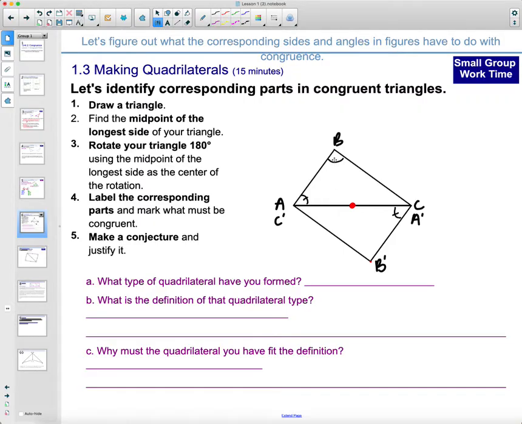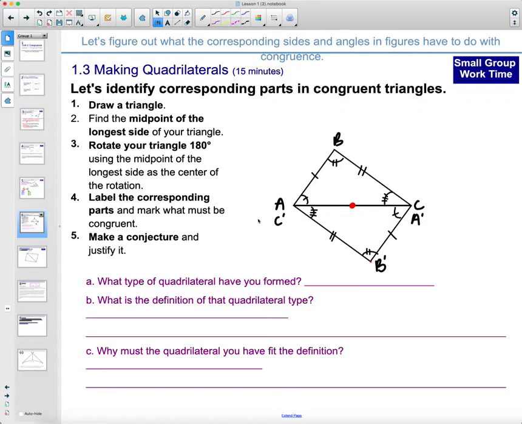An angle mark here with 2 ticks, that's going to go with this one. An angle mark here with 3 ticks, that's going to go with this angle C prime down here. We also know corresponding sides are going to be congruent. So I know this side is going to be congruent to this side, AB to A prime B prime, BC to B prime C prime.